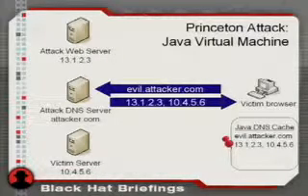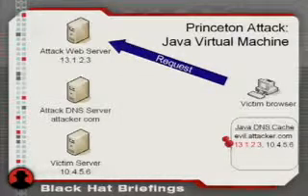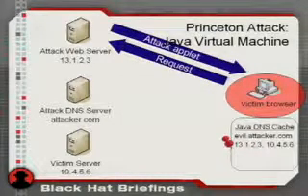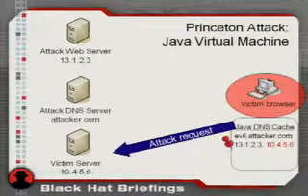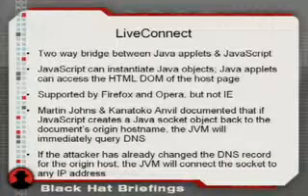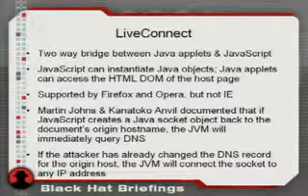The JVM takes the first one and connects back to it, which is the attacker server, downloads the applet, and the applet sets up a socket connection to the second IP address, which of course is the victim's server. Because both of those came in the DNS response, the JVM considers it to be acceptable and not a violation of same origin.